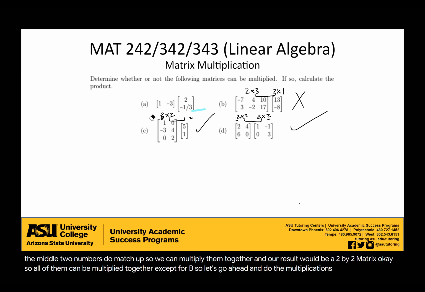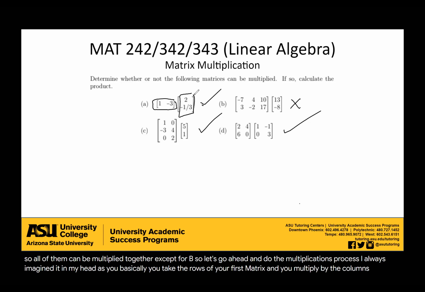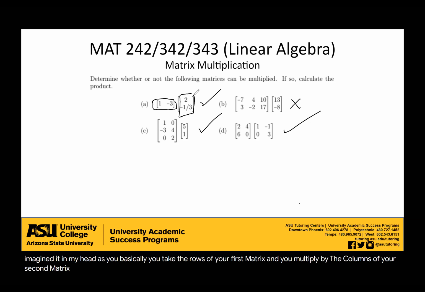So how matrix multiplication works, and it's sort of a process. I always imagine it in my head as you take the rows of your first matrix and you multiply by the columns of your second matrix. So what I do in my head is I think of this row, the row that I have chosen, and I literally imagine it turning in my head.